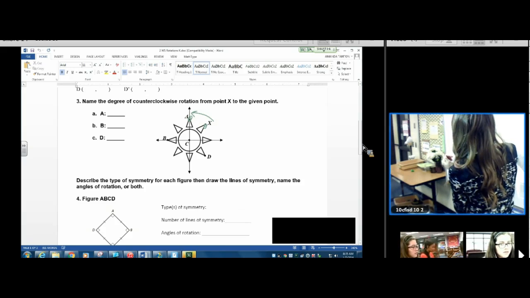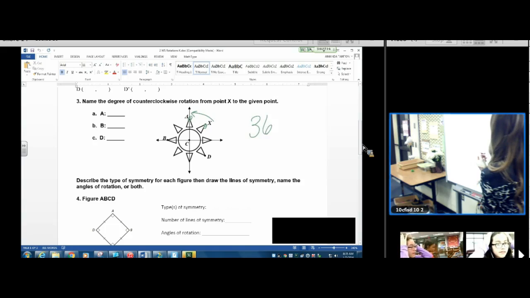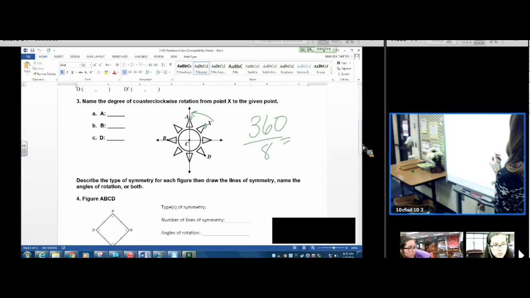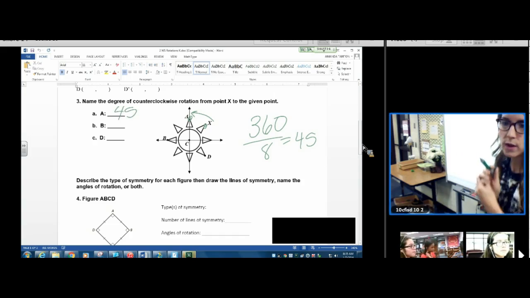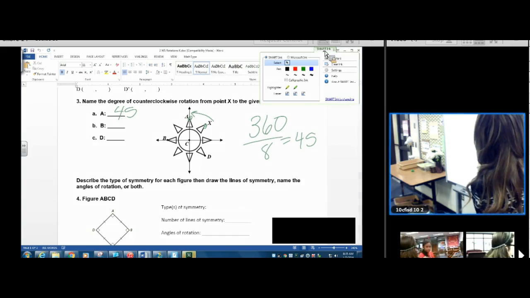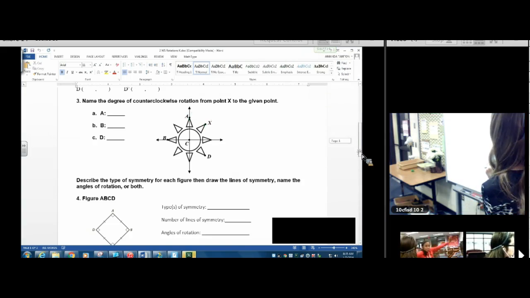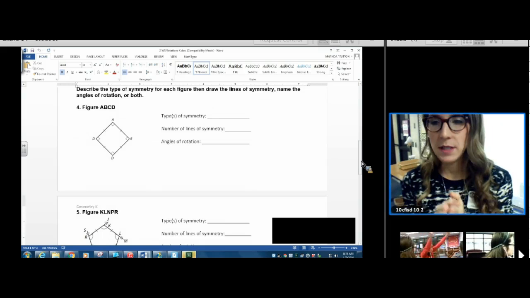So how many points are there? 8, just like in the warm-up, right? So we know that we're traveling 45 degrees each time. So that's why 3A is 45, okay? Now everyone was asking about these at the bottom, or 4 through 6. First of all, types of symmetry.